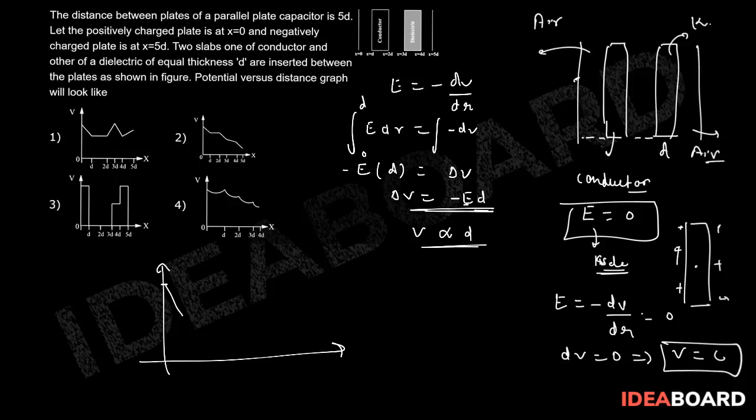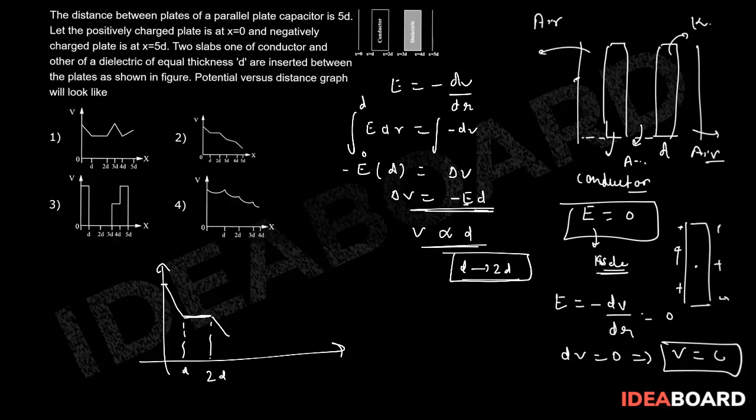Now there is a conductor. So for the second case, from D to 2D there will be the conductor part. The electric field will be 0 inside that conductor as I proved, so the potential will be constant in this region. So this is D, this is 2D. Now coming to 3D, this is again air, so air comes into the picture again. So it will start dropping again.